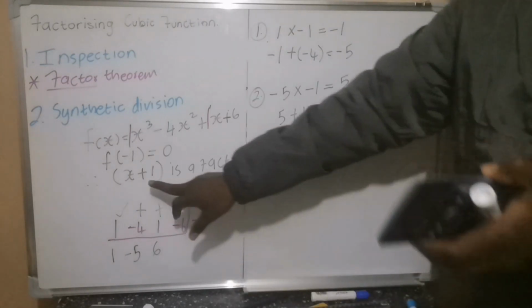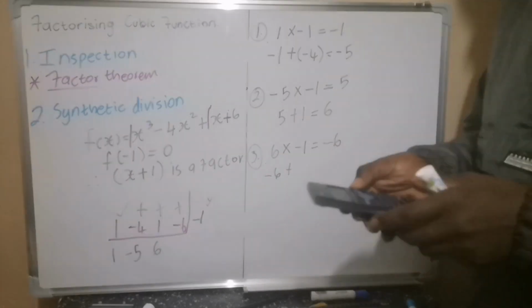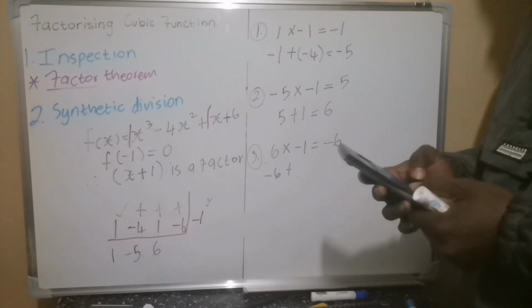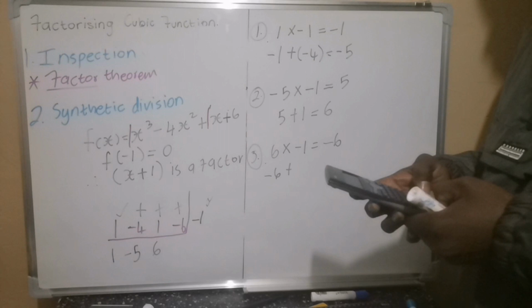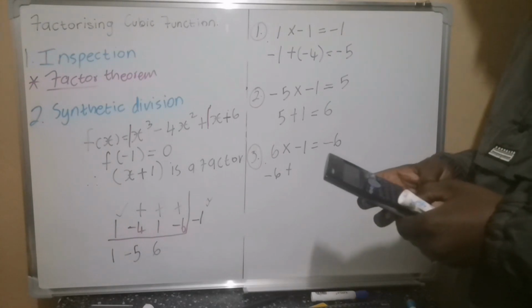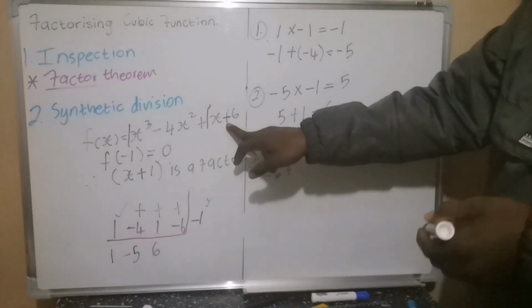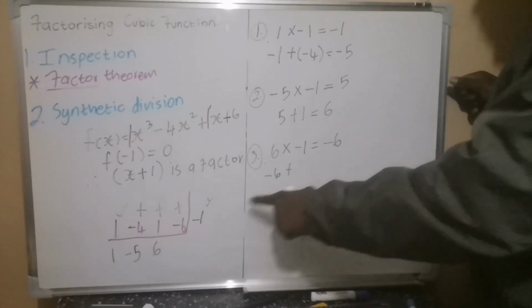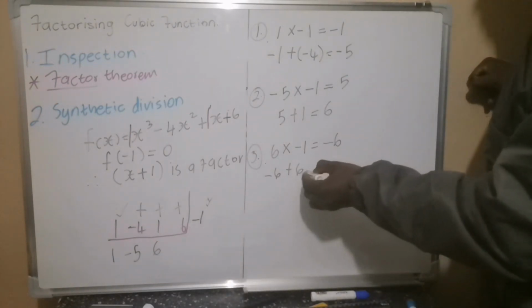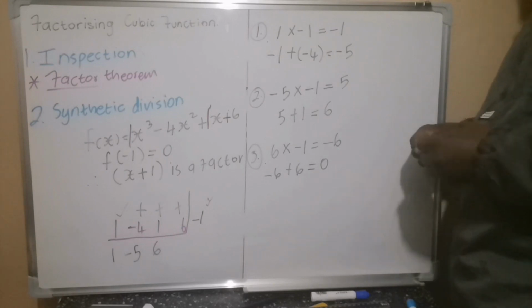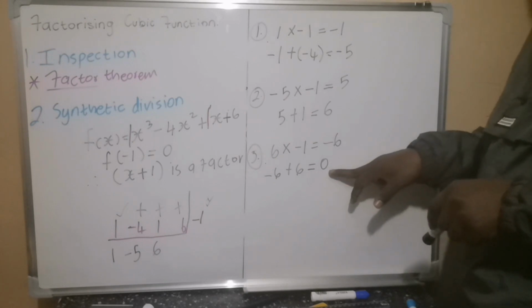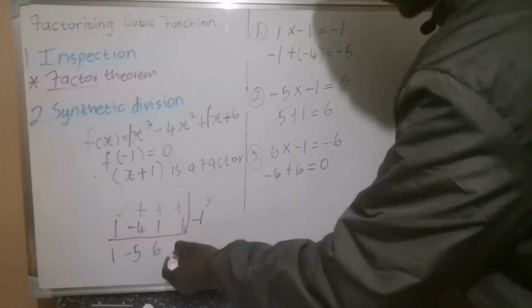Let me just check. Indeed, this factor is our factor now, this negative 1 where I put in. So I'm going to have negative 1 to the power 3 minus 4 times negative 1 squared plus negative 1 plus 6. Yes, I'm correct. It means it is positive here, not negative 6. So when I have negative 6, let me just remove this negative sign. So negative 6 plus 6 equals 0. So our last answer should always be 0. This is our remainder. Our remainder should always be 0.